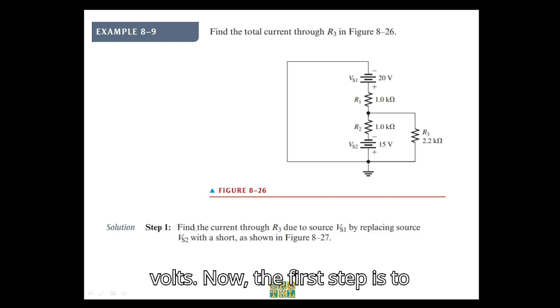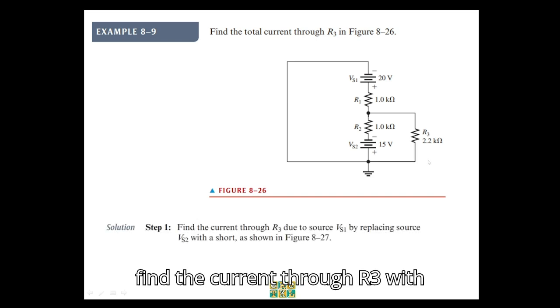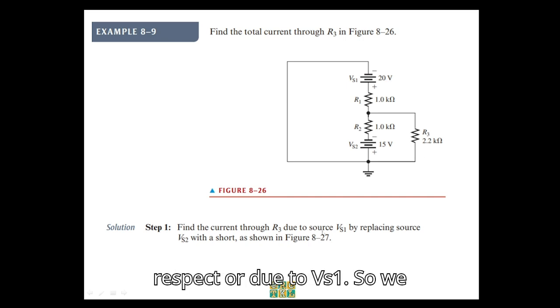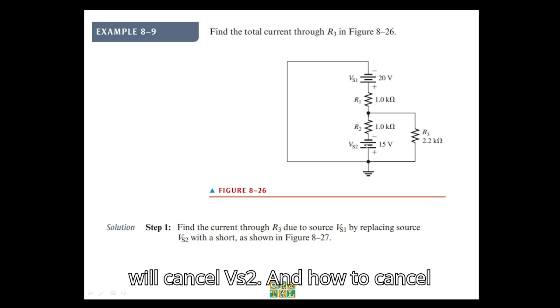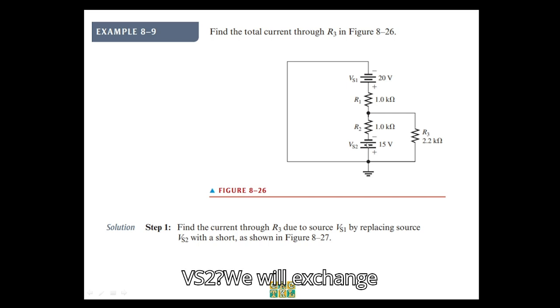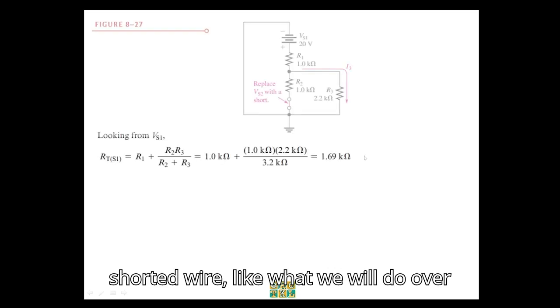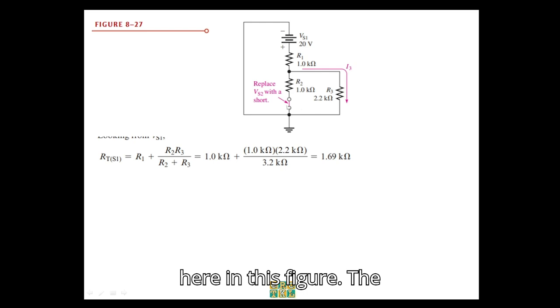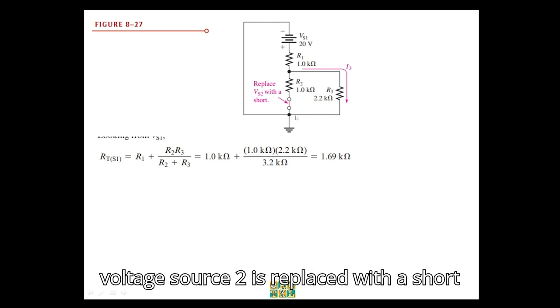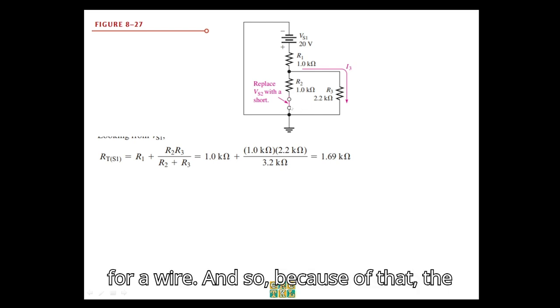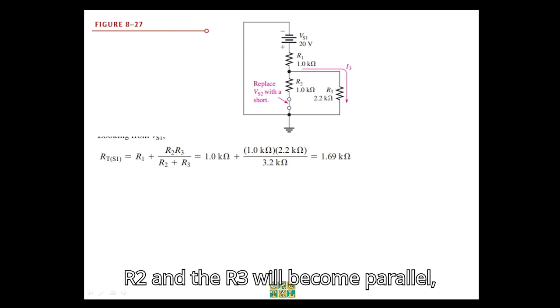Now, the first step is to find the current through R3 due to VS1. So, we will cancel VS2. And how to cancel VS2? We will exchange it with a wire, or a shorted wire, like what we do in this figure. The voltage source 2 is replaced with a short, or a wire. And so, because of that, R2 and R3 will become parallel.